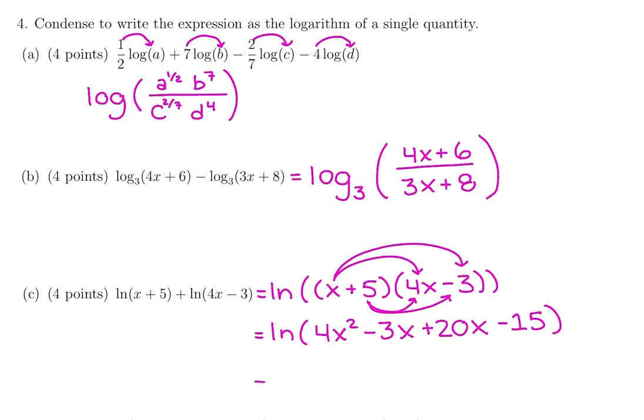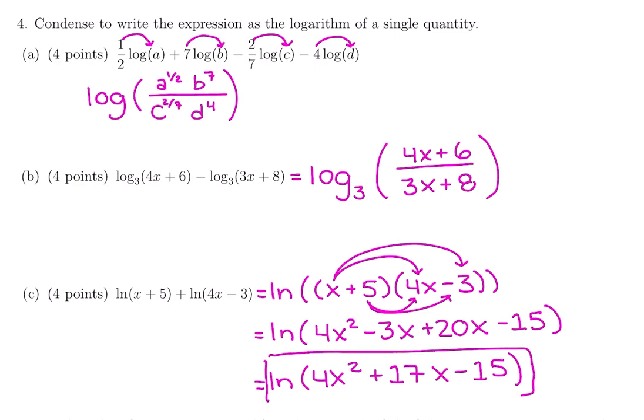We're still not done because we can combine like terms. So I am going to bring together my like terms there. I have 4x squared. 20 minus 3 is going to give me 17x's minus 15. So hardest case scenario is when you have that multiplication and you have things to distribute.